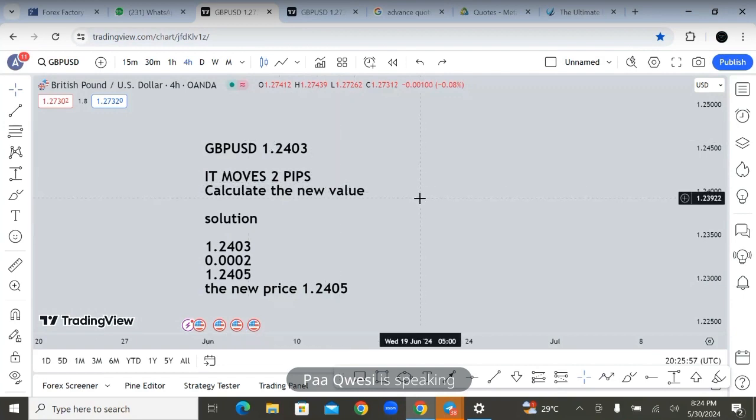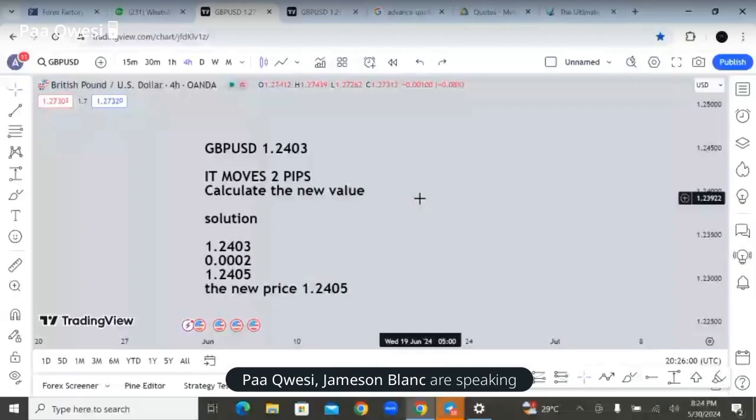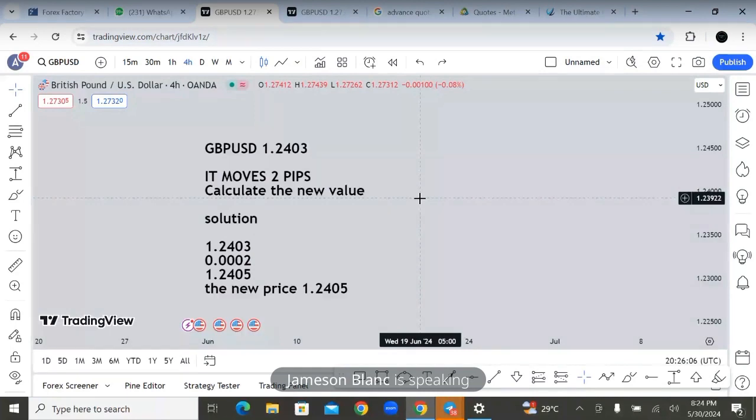Is it clear? Yes, please. But what I want to know is that, let's say you want to open a trade, and someone gives you a signal about it. So you need to calculate it before you open the position.